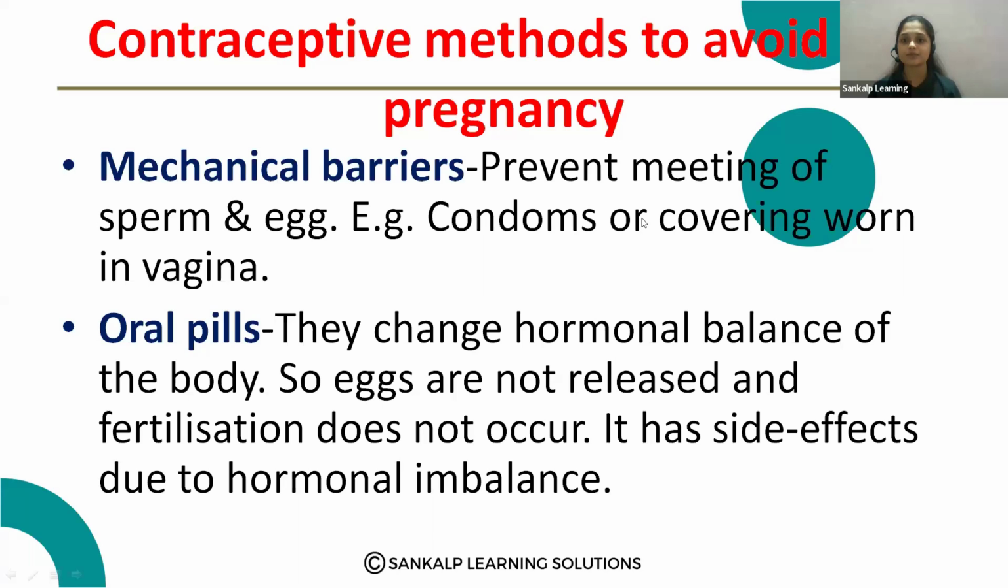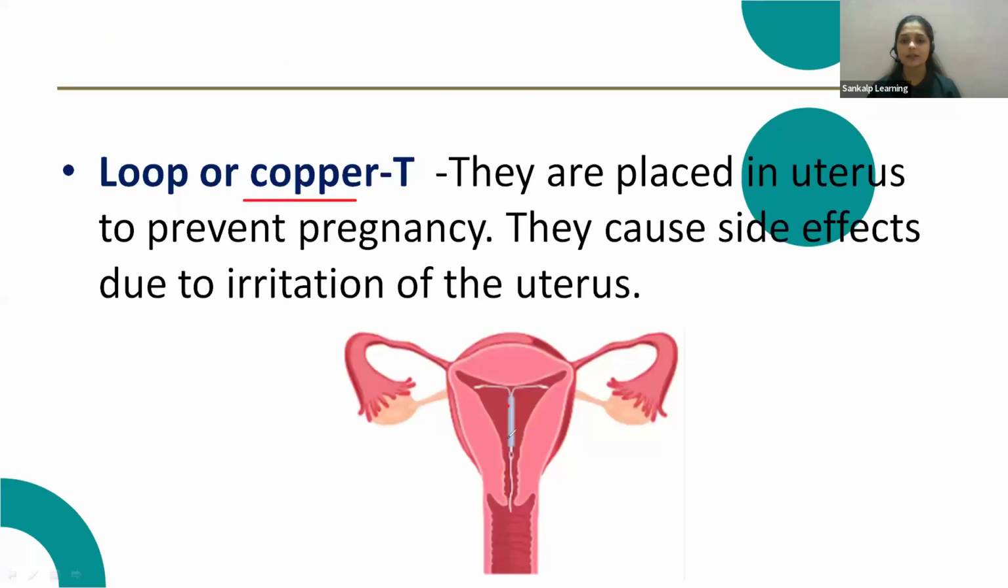Okay, then the next type of contraceptive method is the loop or copper T. Here, just see, inside the uterus the T-shaped copper wire is inserted. Can you see it? Here they insert the copper wire. So here they are placed in the uterus to prevent the pregnancy.